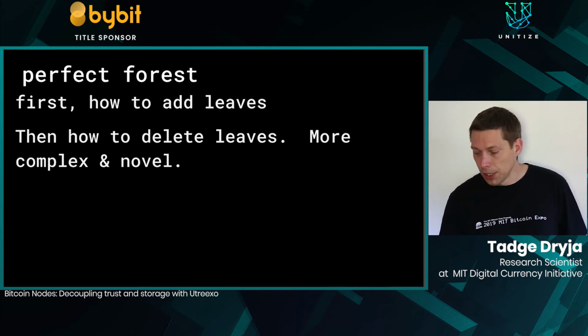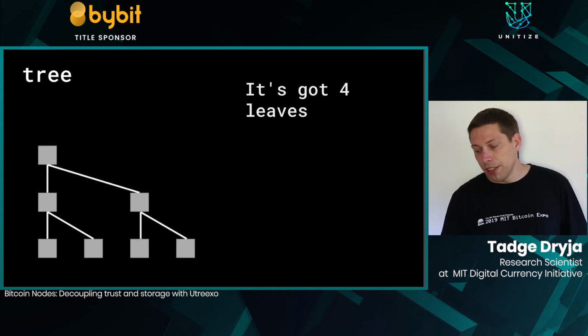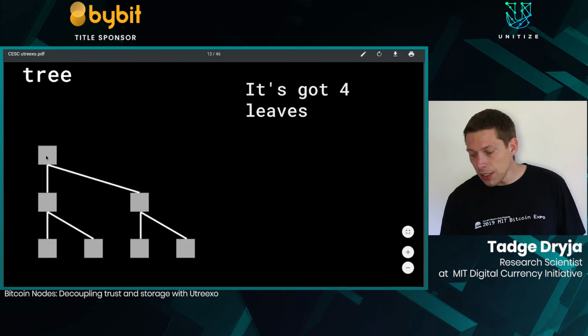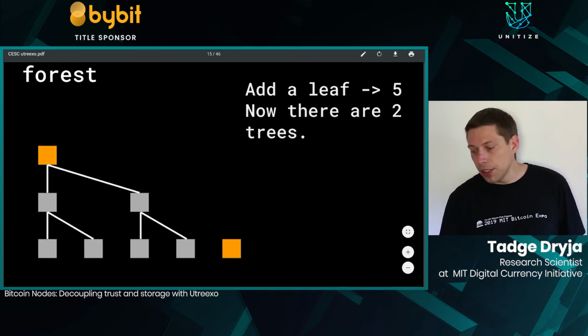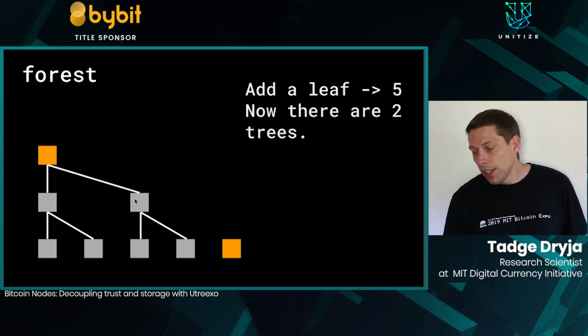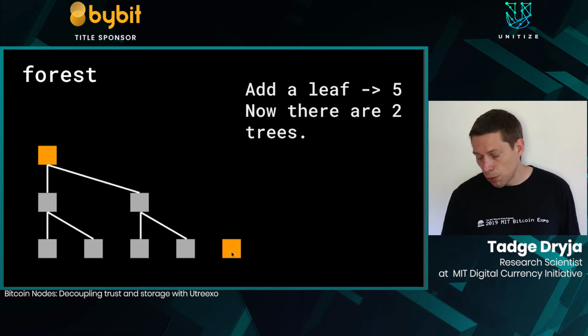I'll show you this. Okay, so let's say you have a forest, a single tree with 4 leaves, and then you have one root there. You only need to know the root. Let's say you want to add a leaf. Okay, so now there's 5 elements. You actually have to keep 2 roots now. So you keep one that has 4 in it and one that has a single 1 in it.